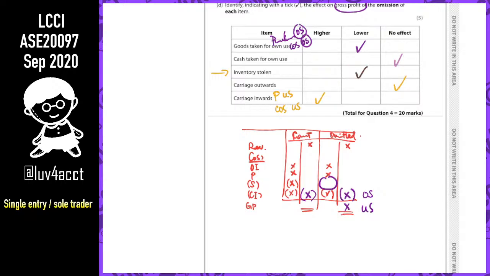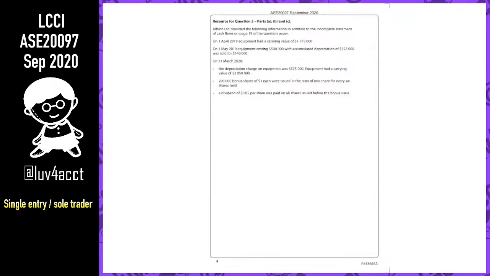It should be like this, according to our analysis. So this is question 4. Let us move to question 5, statement of cash flows.